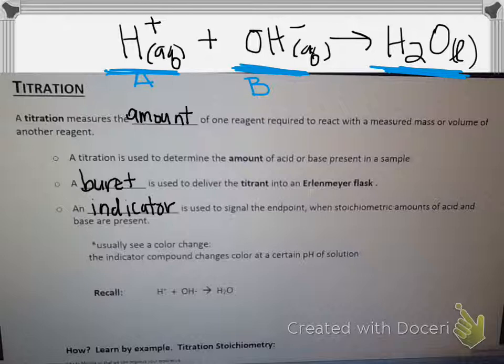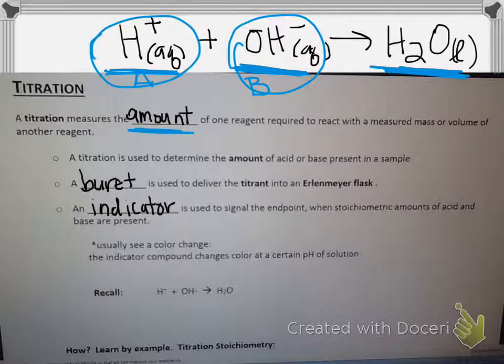In chemistry, we have a procedure known as a titration. A titration is a procedure that measures the amount of a reagent that's required to react with the mass or volume of another reagent. So we measure how much of one reagent is needed to react with another reagent in order for the chemical reaction to take place. Usually titrations, especially for beginners, are used to determine the amount of acid or base present in a sample. What do I mean by this?